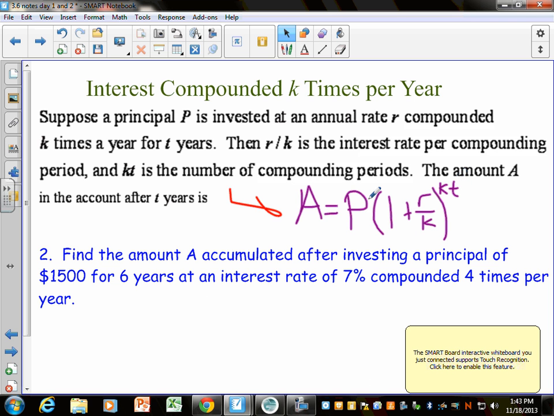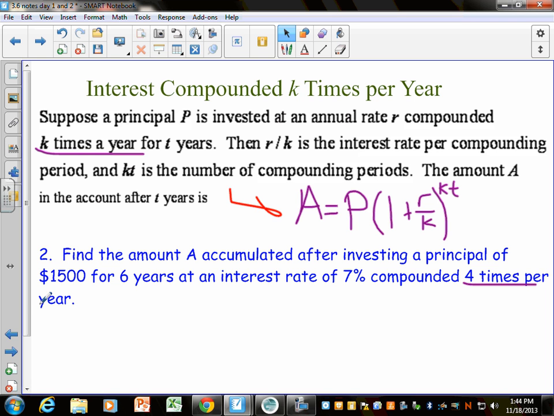So P is still our principal, R is still our interest rate. K is now the number of times compounded per year, and T is the number of years. If K is 1, we have the formula that I just gave you. So notice this is the same problem that I just gave you, except now, instead of compounding it annually, we're going to compound it 4 times a year. So you think we're going to get more money or less money if we compound it more often?